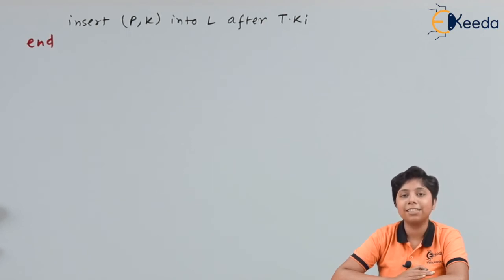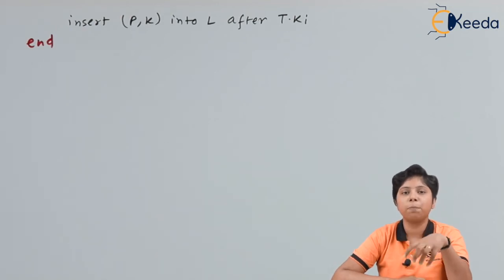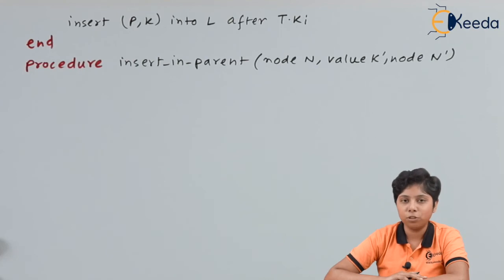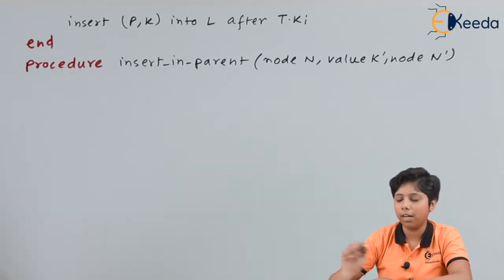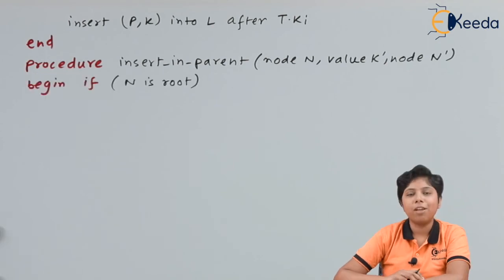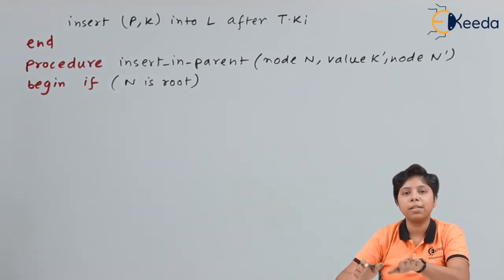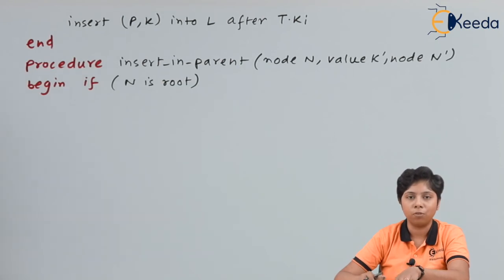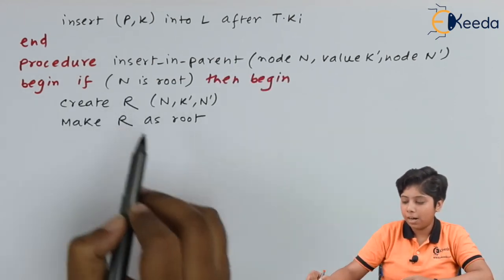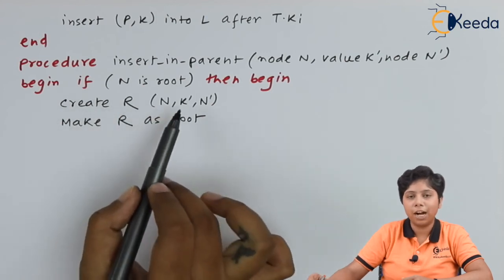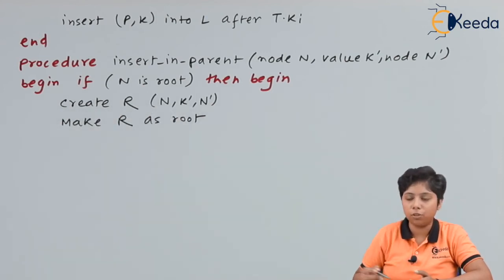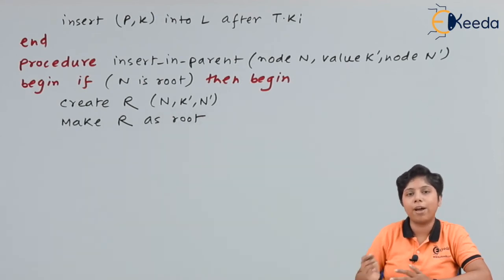Now how do we go about insert in parent? That means the leaf node has been split up, and we need to take the middle value and put it into the parent node. Here we have two nodes, the left child node and the right child node, and the value as the middle one. Now if n is the root, then we need to split the tree, with the children as the leaf nodes. We create R as the root, creating a node R with n as the left internal node, K' as the value, and n' as the right internal node. After that we make R the root.